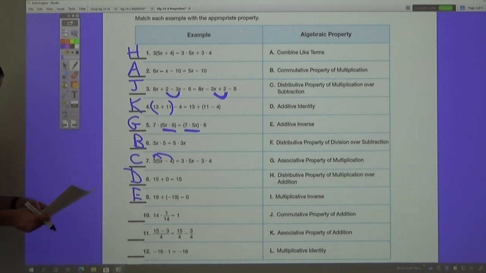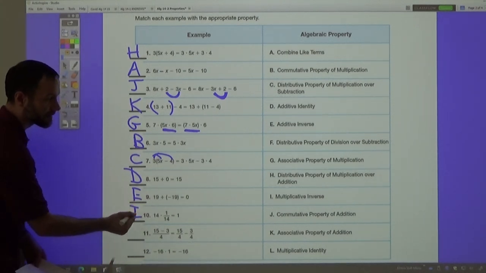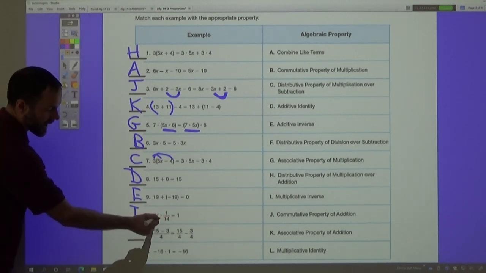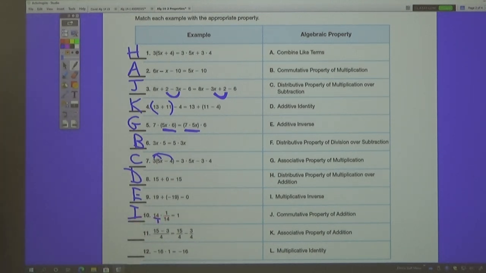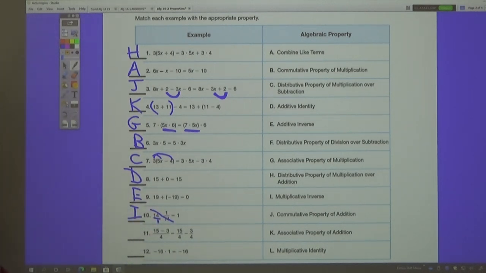Number 10 is the multiplicative inverse. All right, this is choice I. We're multiplying with opposites. We have 14 over 1 times 1 over 14. We have those opposites, so these cancel out, and we get 1.